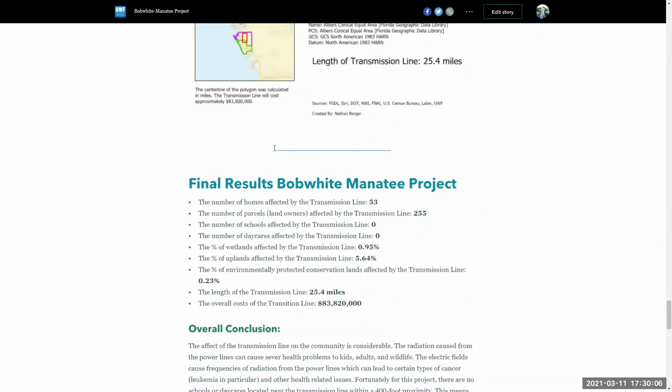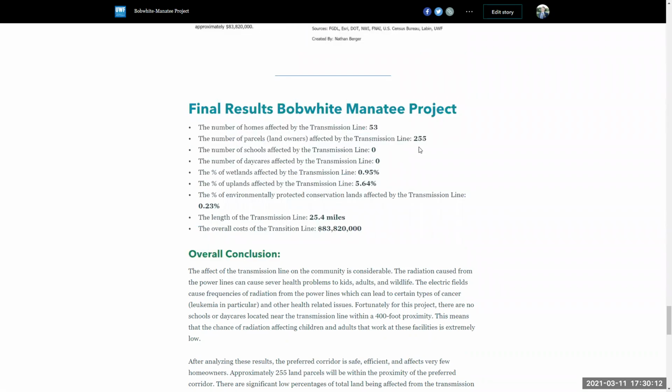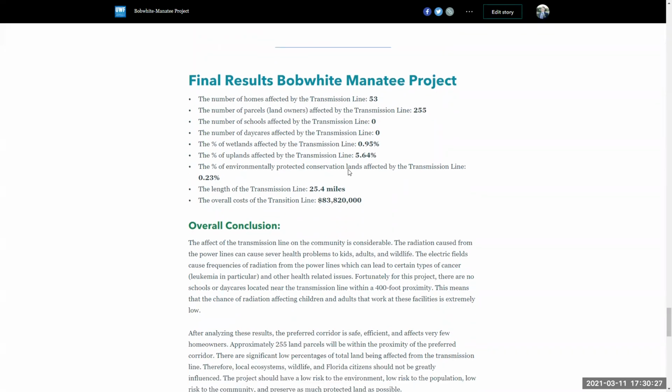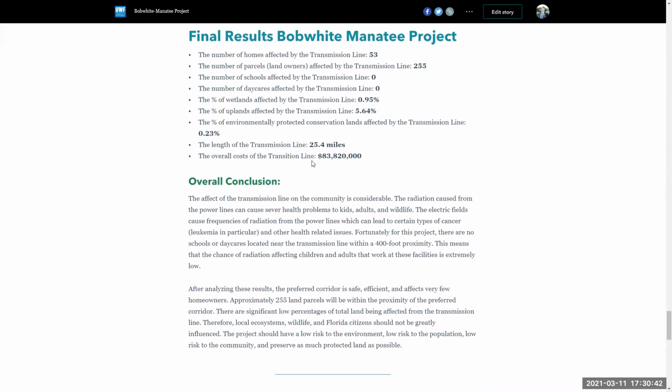So this is a quick capture of final results for the Bob White Manatee project. We have total homes affected 53, number of parcels being affected 255, number of schools and daycares 0, percentage of wetlands, percentage of uplands from the totals of the study area 95.95% and 5.64%, and then the percentage of environmentally protected conservation lands from the total of Manatee and Sarasota County being 20.23%. And then we also have the length of the transmission line, 25.4 miles, and the overall cost of the transmission line, which is $83,820,000.